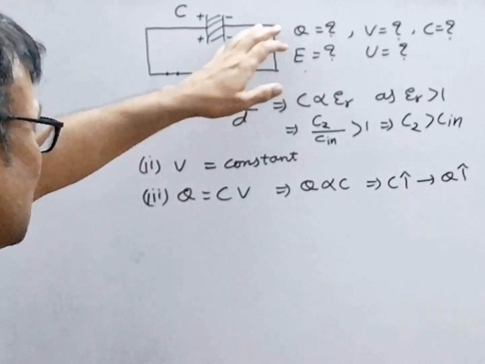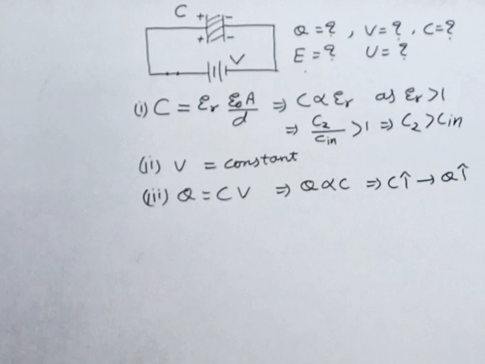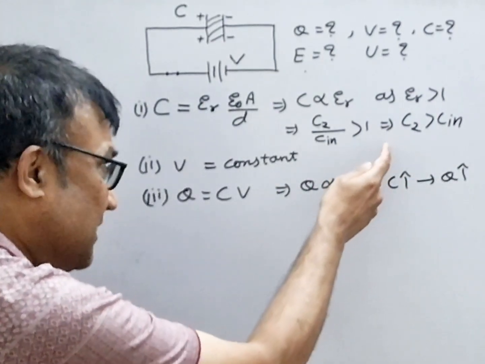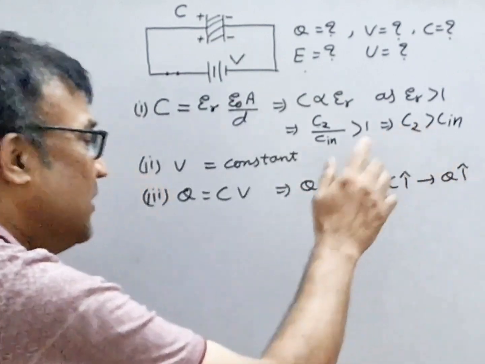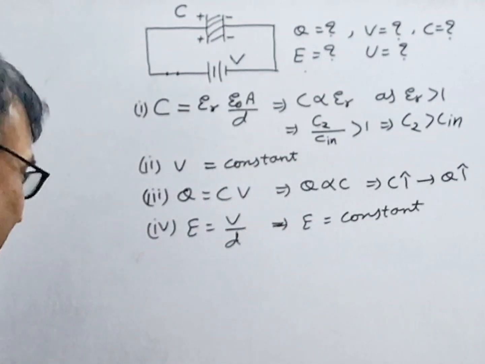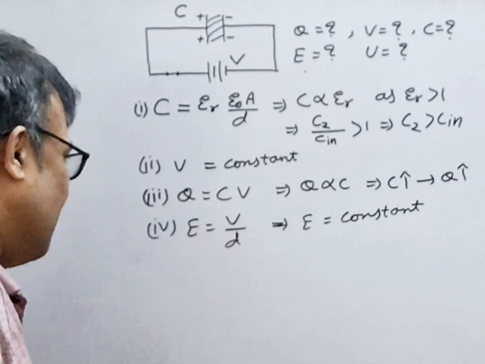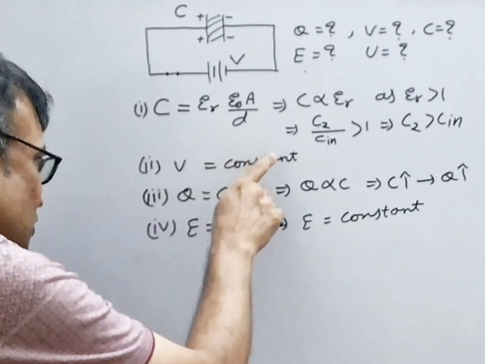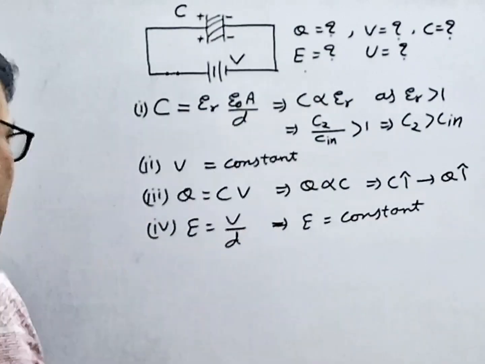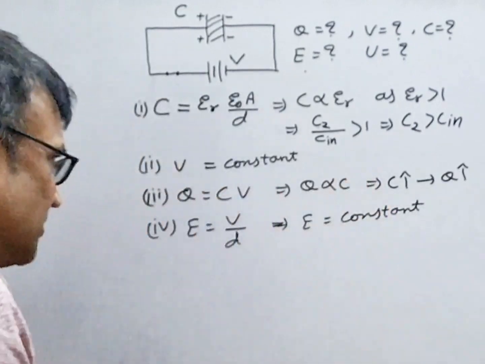Now we consider the third quantity, charge on the capacitor. As Q equals CV, and V is constant, therefore Q will be proportional to C. As the capacitance of the capacitor is increasing, therefore the charge on the capacitor will also increase. Now we consider the next quantity, electric field between the plates of the capacitor. The electric field between the plates is given by the formula V by D. Now V is constant, D, which is the distance between the plates, is also constant, not changing. Therefore, as V is constant and D is constant, the electric field will also be constant.